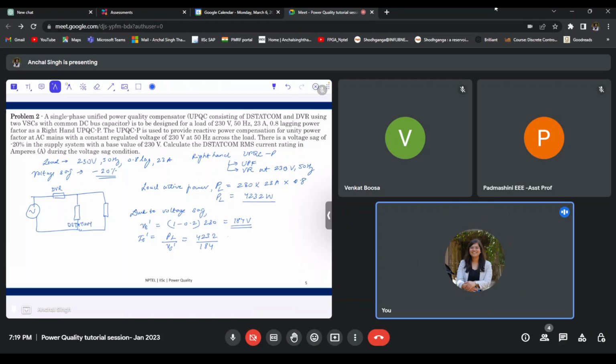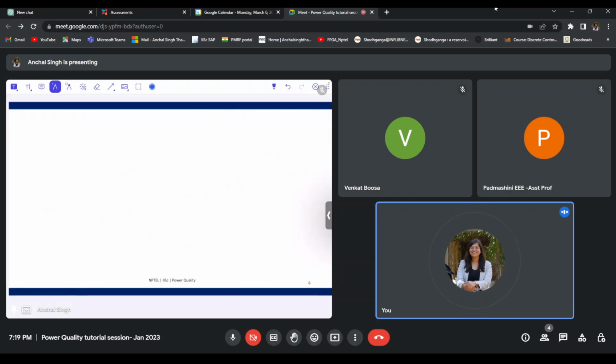184 volts, which will come out to be 23 amperes. This is my supply current. Now for power factor correction, I need to take care of the D-STATCOM. What is D-STATCOM doing? D-STATCOM is, number one, taking care of power factor correction.